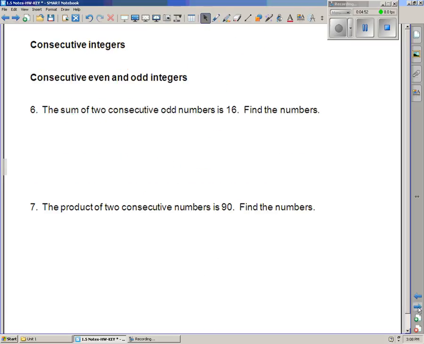Now we get into consecutive integers, or consecutive even and odds. Consecutive integers are numbers one right after another. For example, 1, 2, and 3 are consecutive integers. They're one right after another.